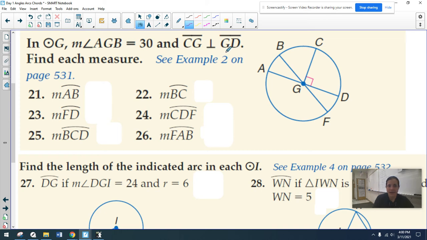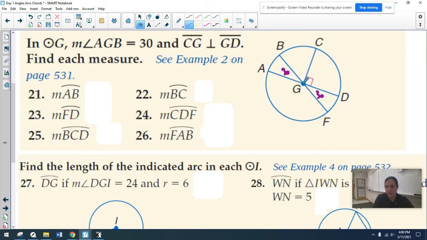All right, here we go. I got AGB is 30. So AGB is 30 right there. And then they're telling you that these are perpendicular, so you know that's a 90-degree angle. Okay, so what you can do is figure out what all these angles in here are. That kind of makes life a little easier. Okay, so if that's 30, this is 30.